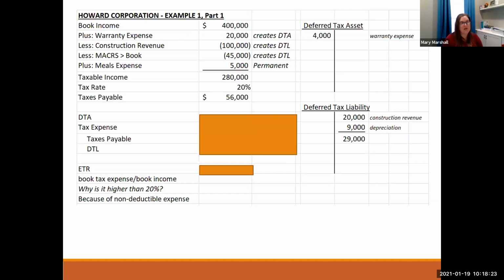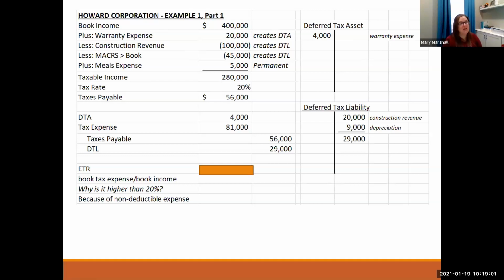So construction revenue, it's $100,000, 20% of that is $20,000. And then depreciation, it was $45,000, so 20% of it is $9,000. So you add those together and you now have a deferred tax liability of $29,000. So now we have the 3 balance sheet pieces of the entry, we can plug to get the income statement item. So the DTA is $4,000, taxes payable is $56,000, the DTL is $29,000. So when we make that entry balance and plug tax expense, we get $81,000.